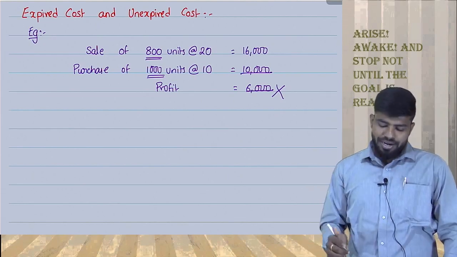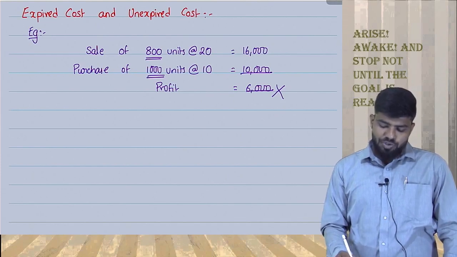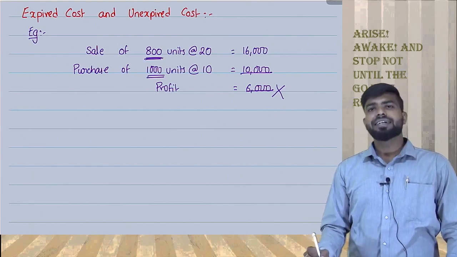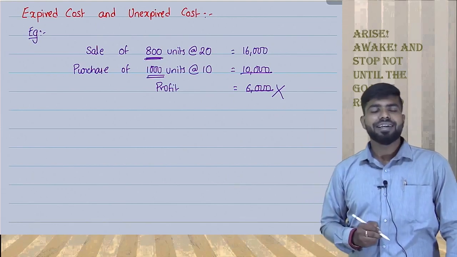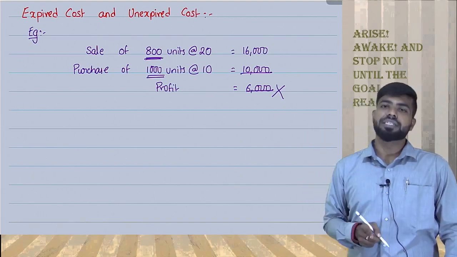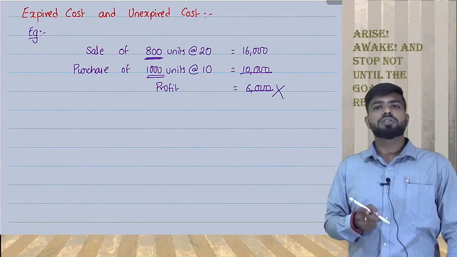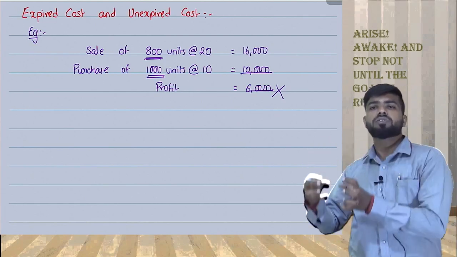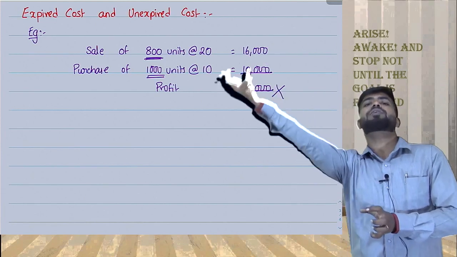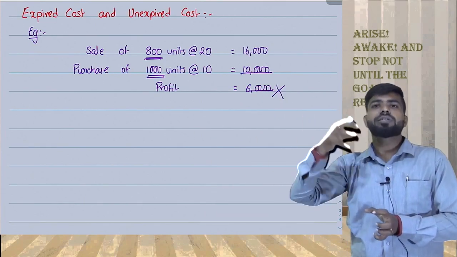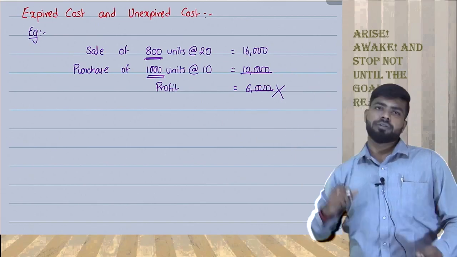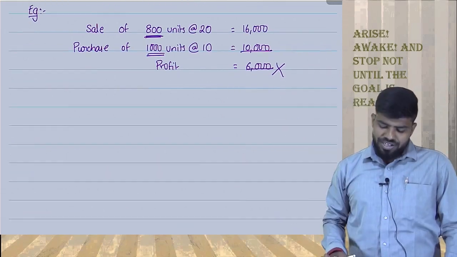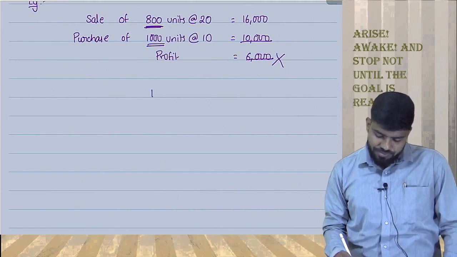Actually, what happened here is I am purchasing 1000 units but I am making sales of only 800 units. That means there is a closing stock of 200 units. All of you understand what I am saying? What we need to do with the closing stock? You need to take out the closing stock and it should be carried forward to the next accounting year. Whatever closing stock we take out from the current year should be taken to next year as an opening stock.